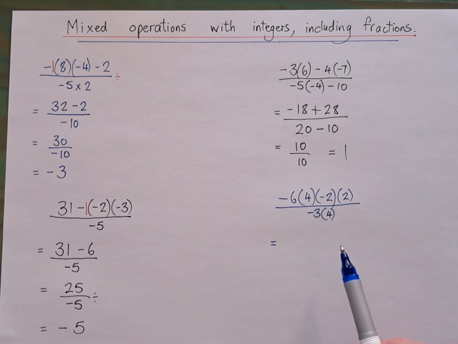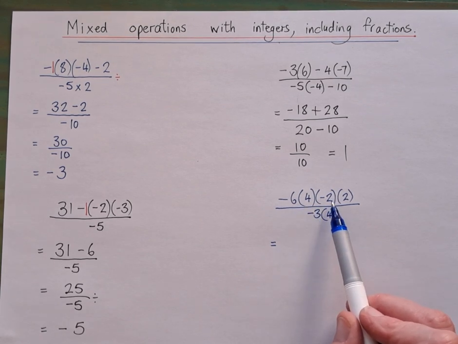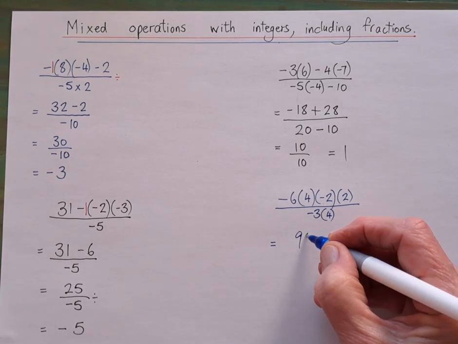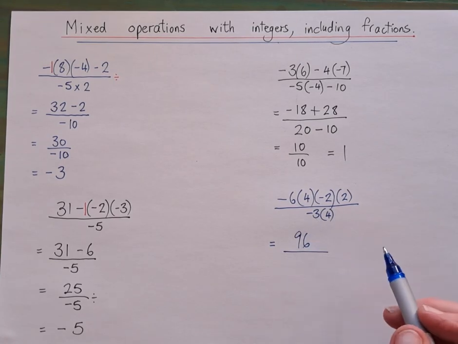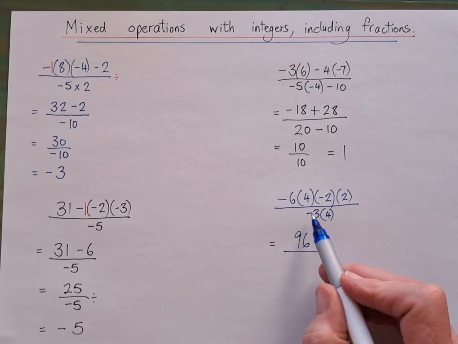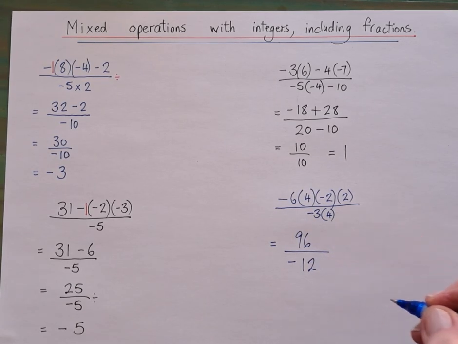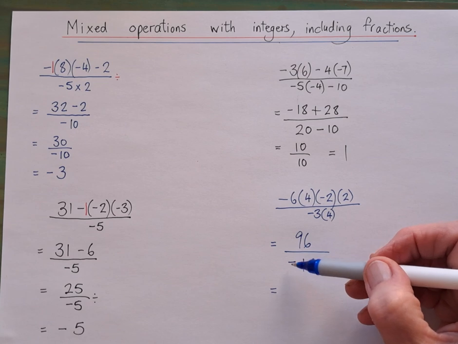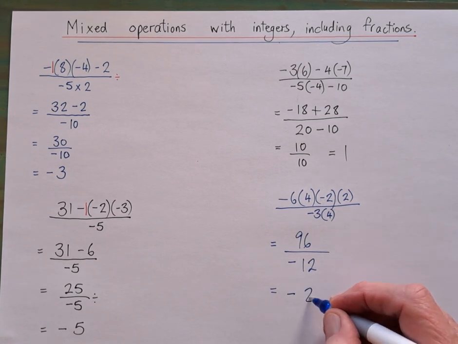Working through the actual numbers, 6 times 4 is 24. 24 times 2 is 48. And 48 times 2 is 96. At the bottom, I've just got two numbers multiplied by each other. Negative times positive is negative. 3 times 4 is 12. So to finish off, all I've got to do is say positive 96 divided by negative 12. Positive divided by negative is negative. And 96 divided by 12 is 8.